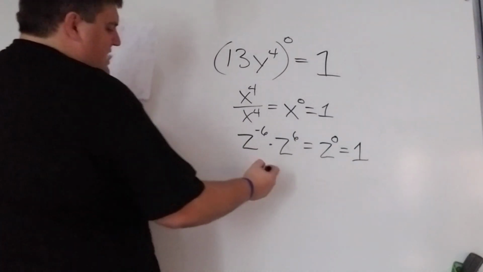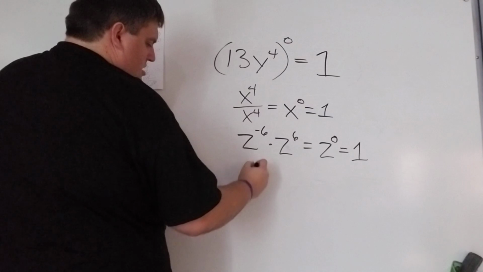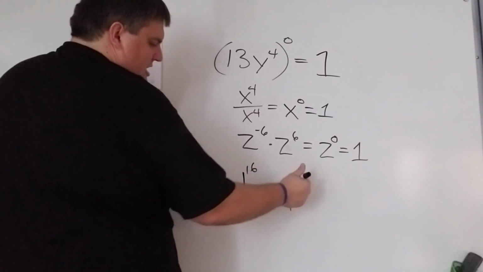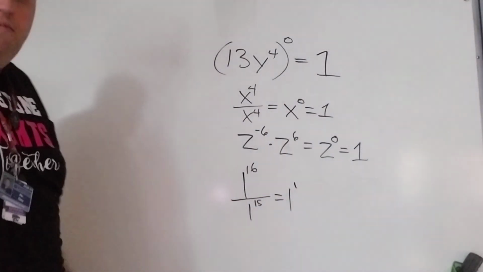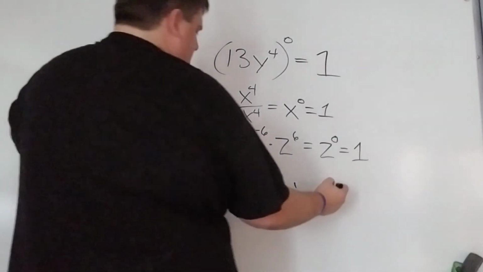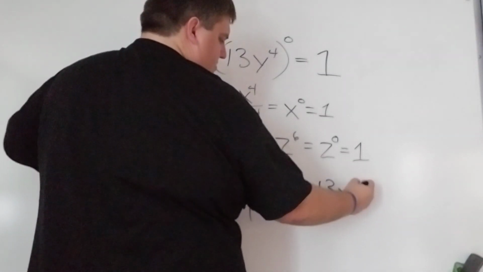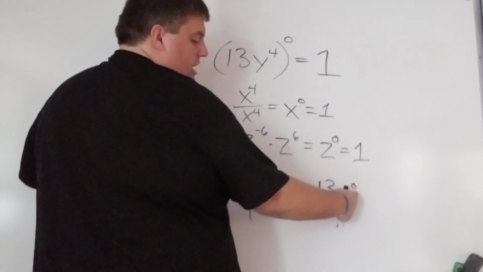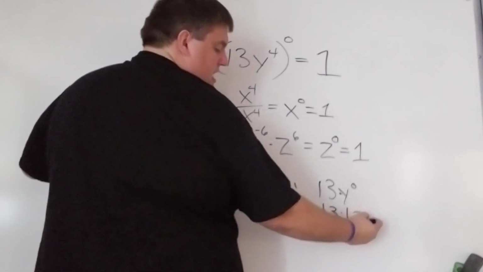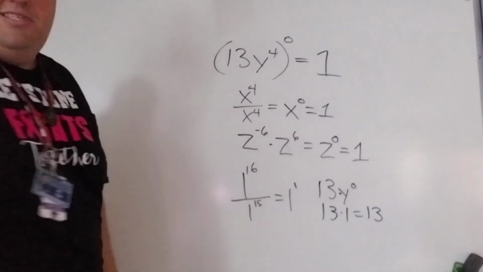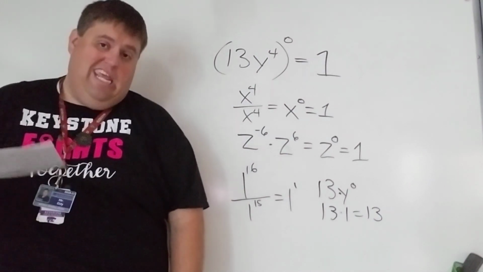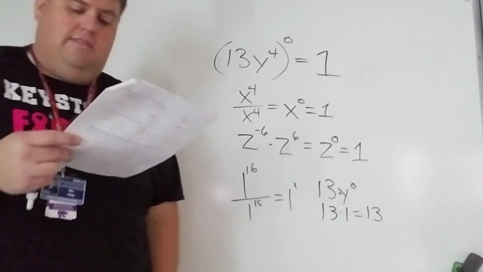And then let's check E out. Let's see what's going on there. 1 to the 16th over 1 to the 15th. Keep the base, subtract the exponents. And 1 to the first is 1. So that one's good. And then F, 13y to the 0. Y to the 0 is 1, but we still have 13. Remember, these are multiplied together. So 13 times 1 is actually 13. That one does not give me 1, it gives me 13. So A, B, D, and E are all going to give me 1 in that case.